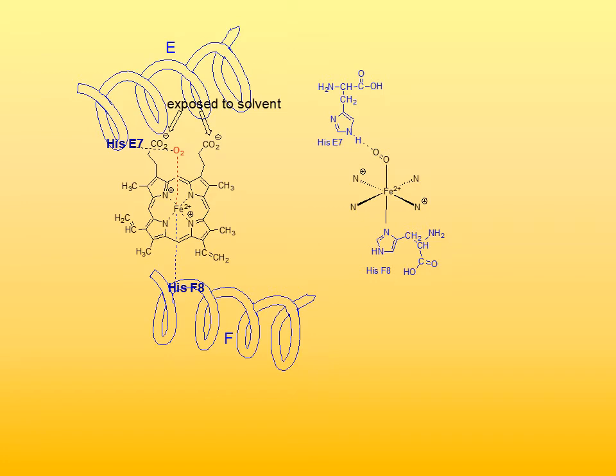When heme is surrounded by protein chains, by protein alpha helices, it's stabilized and oxidation is prevented. And then such a molecule of myoglobin is an excellent oxygen carrier and oxygen storage unit.